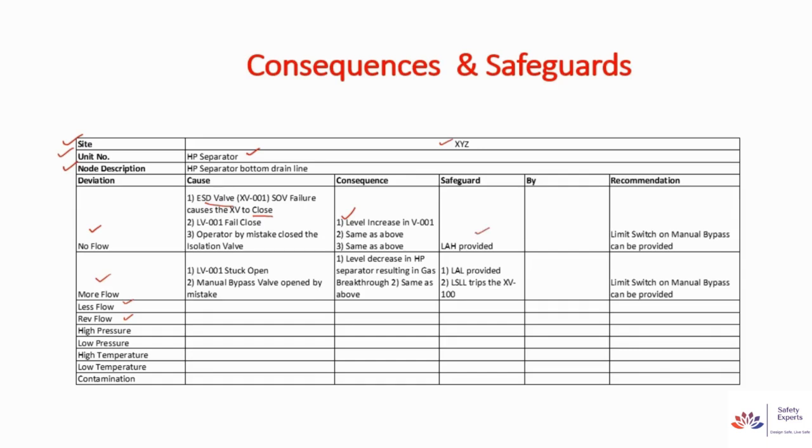What is the other cause of no flow? It can be that the control valve fails close, maybe due to some problem. Another cause may be that the operator mistakenly closes the manual isolation valve, before or after the control valve. In that case also a level increase will happen. And for all these consequences we have one safeguard, that is the level high alarm.